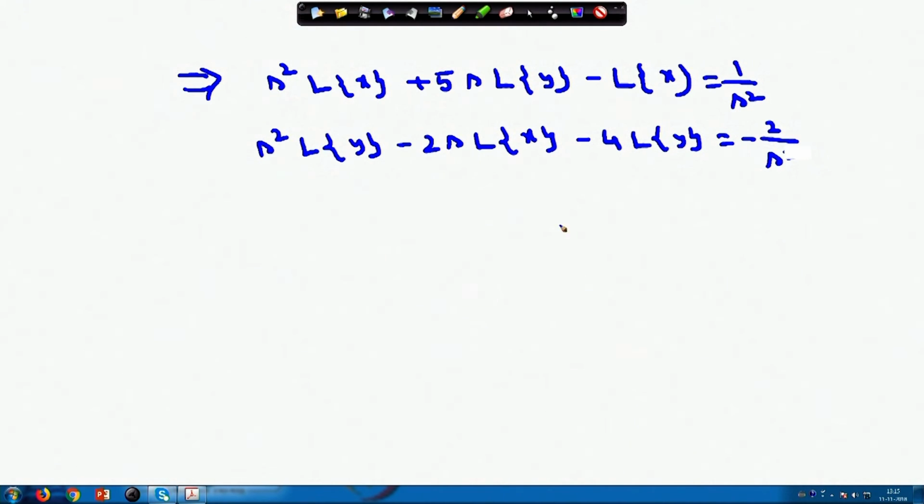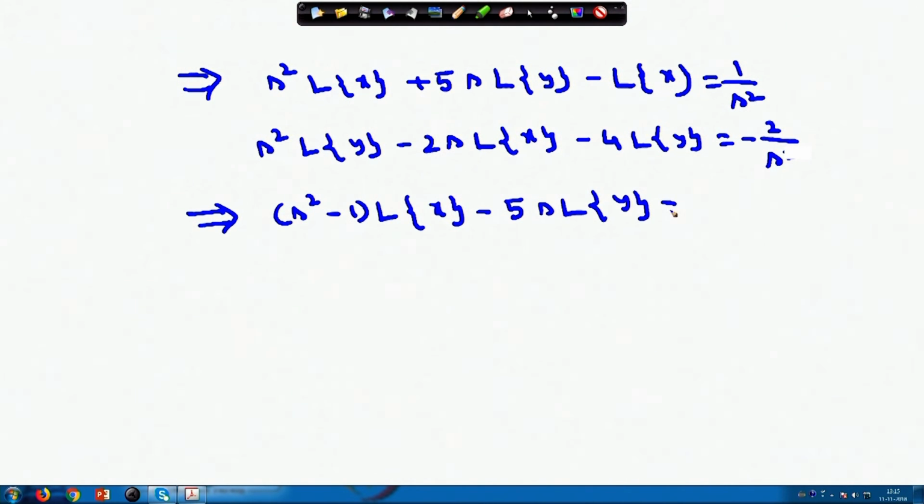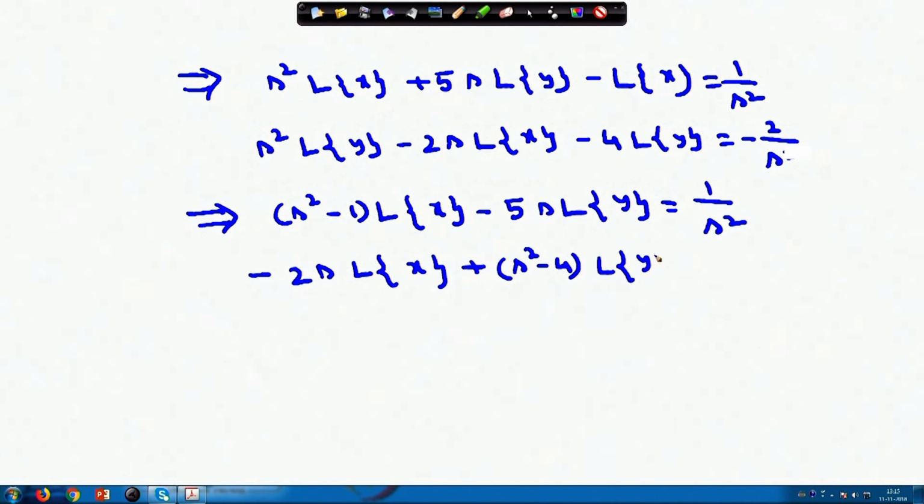Now, if I simplify this a little bit, I will obtain s square minus 1 into Laplace transform of x minus 5 s into Laplace transform of y equals 1 by s square, and minus twice s Laplace transform of x plus s square minus 4 into Laplace transform of y equals minus 2 by s. So, this is your equation 1, this is your equation 2.